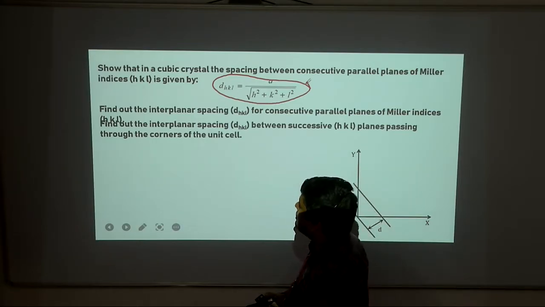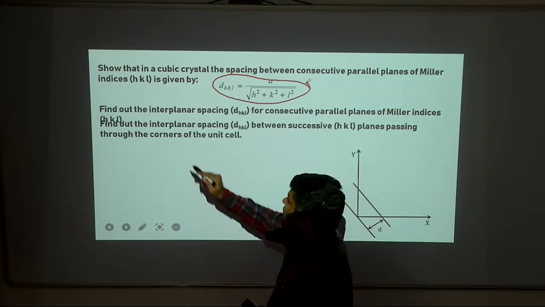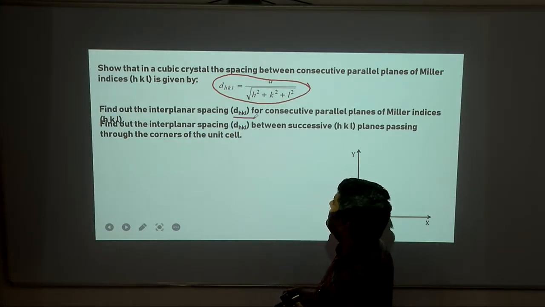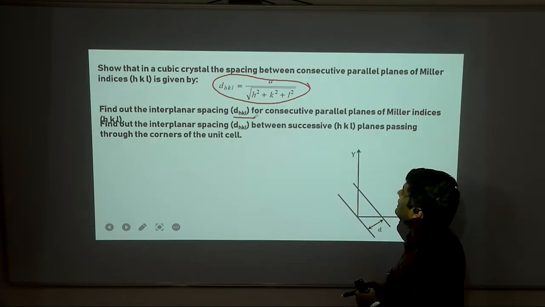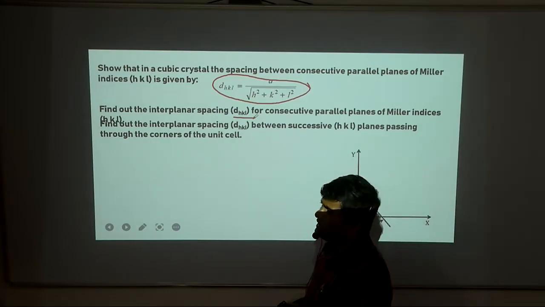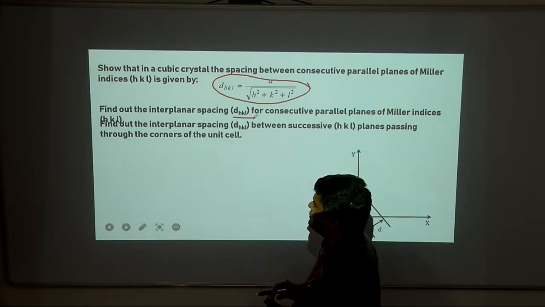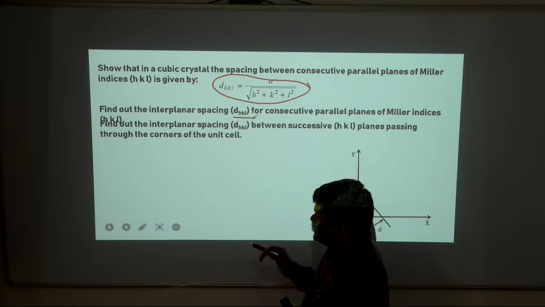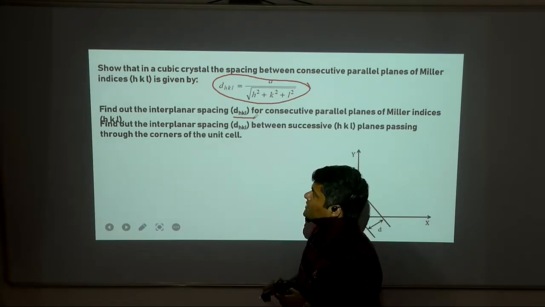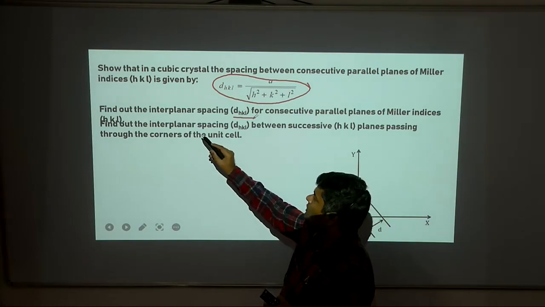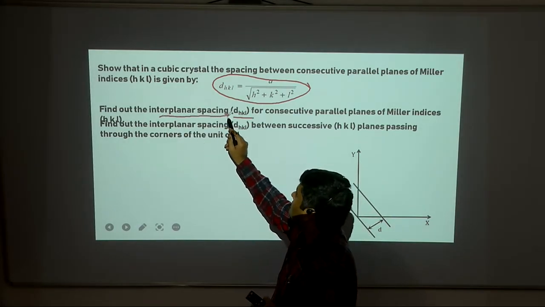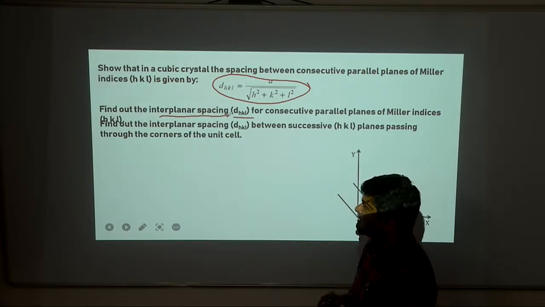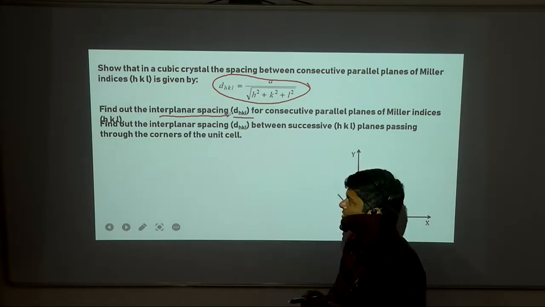Or another question that can be asked: find out the interplanar spacing d_HKL for consecutive parallel planes of the Miller indices HKL. So this is a general question. Over here the crystal structure system has not been defined, so you have to find out the general equation in order to find the interplanar spacing, that expression, for the given Miller indices HKL.